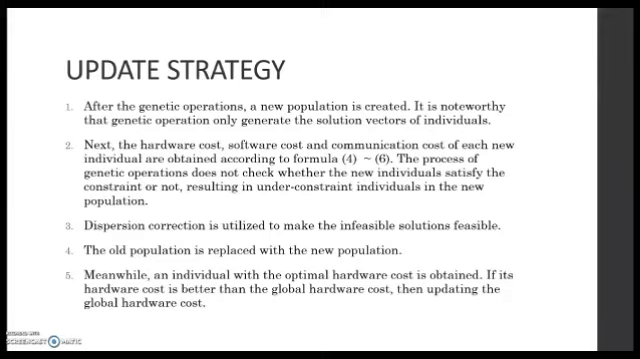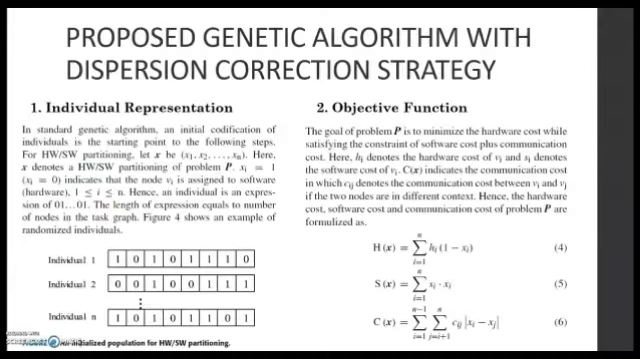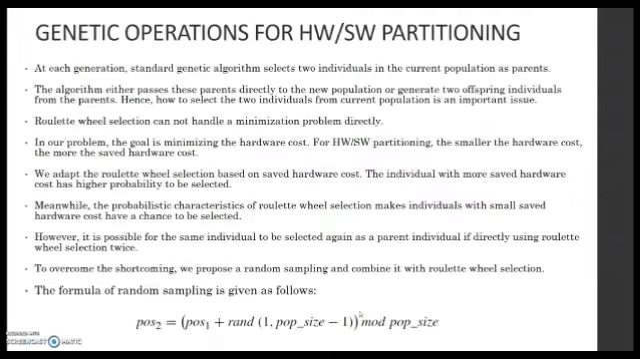The update strategy is after the genetic operations, a new population is created. It is noteworthy that genetic operation only generates the solution vectors of individuals. So next, the hardware cost, software cost, and combination cost of each new individual are obtained according to the formula that was shown in the previous slide, 4 and 6, h of x and z of x.